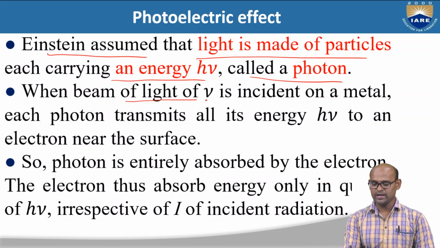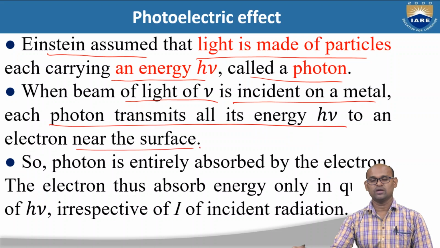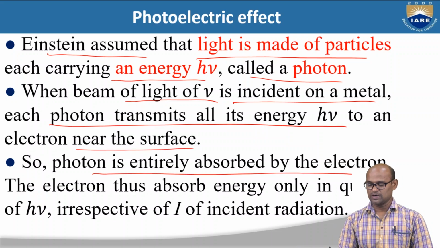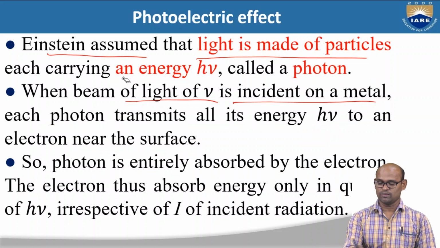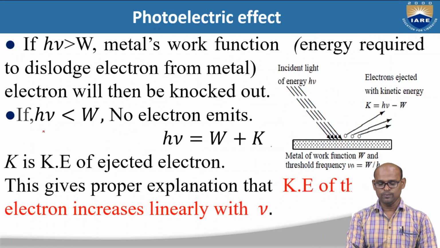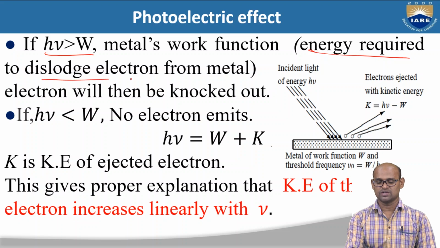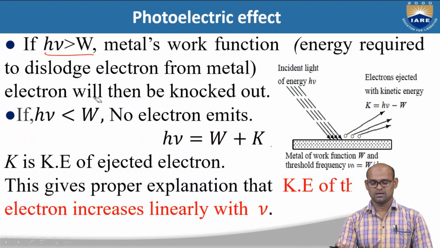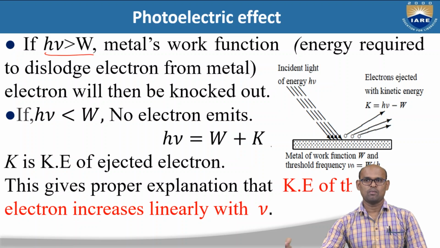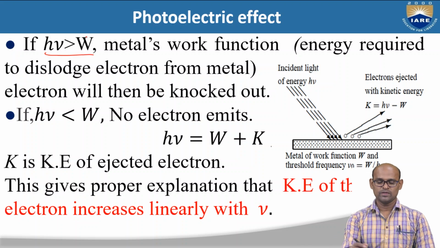When a beam of light of frequency nu is incident on a metal, each photon transmits all its energy h nu to an electron near the surface, and the photon is absorbed completely by the electron. The electron thus absorbs energy only in packets of quanta, irrespective of the intensity of the incident radiation. So the total energy absorbed by the electron is h nu, and when h nu is greater than the work function W, what is the work function? It is the energy required to dislodge an electron. The electron is on the surface of the metal, and if it wants to come out of the metal surface, it needs some energy. That energy is called the work function. So if the energy of the photon is greater than the work function, then the electron is ejected.